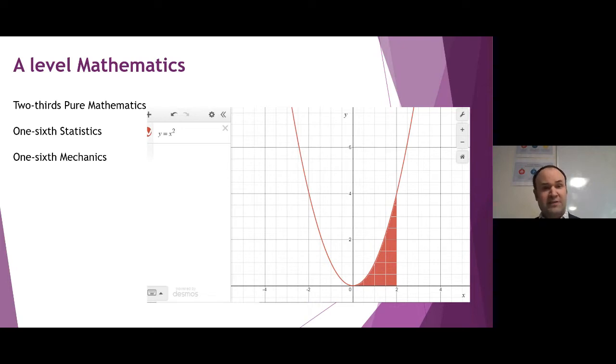The rest of A-Level Maths is applied, and so we break that down into statistics and mechanics. So 1/6 of the course is stats, and 1/6 of the course is mechanics.